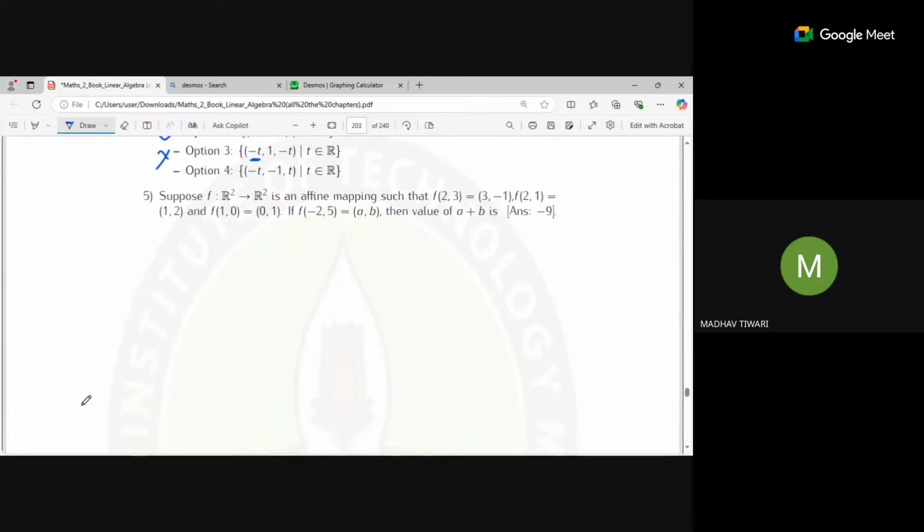Next is this question. This might be a little bit confusing, but I think not. In this one, you are given some affine mapping. Instead of giving you the linear transformation or anything else, they just give you a mapping directly, that f(2, 3) is mapped to (3, -1). So now here is a problem, that this R2 is completely taken.